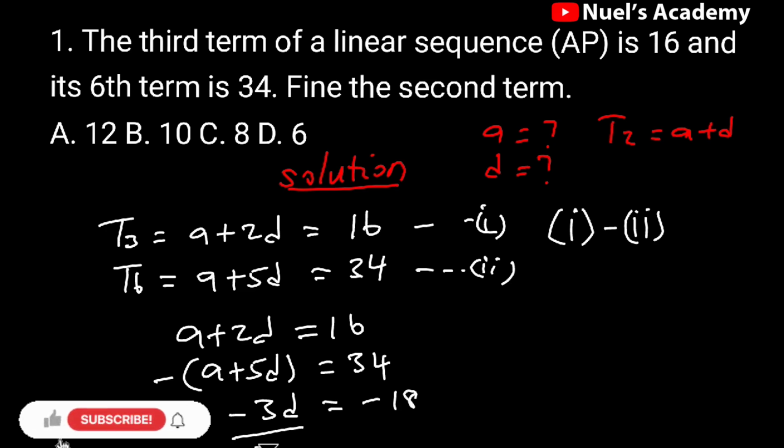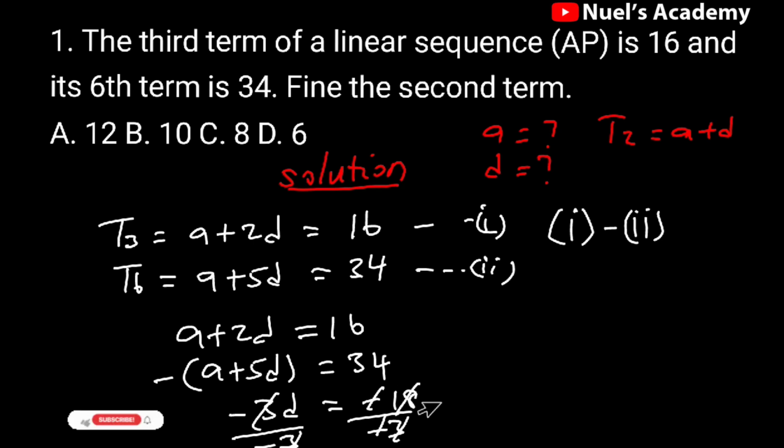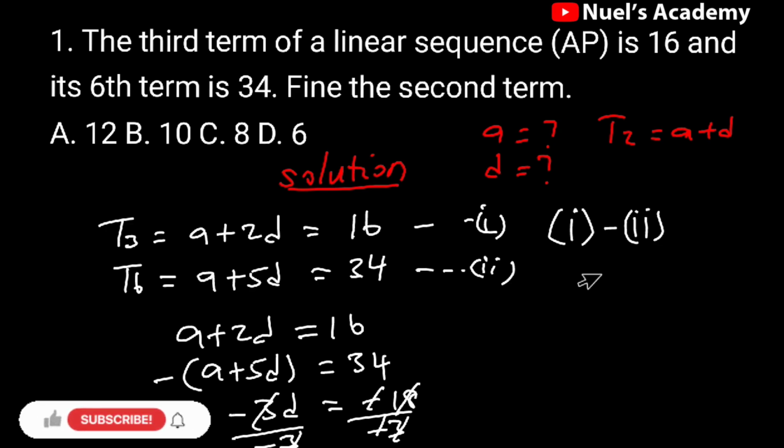And let's divide both sides by minus 3. This and this will cancel. Minus and minus will cancel. 3 divided by 3 is 1. 18 divided by 3 is 6. So we have that D is equal to 6.